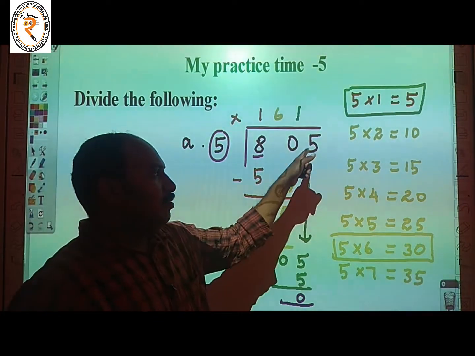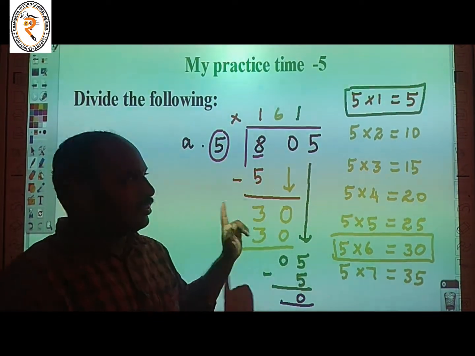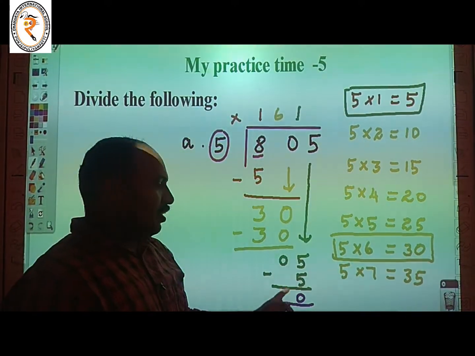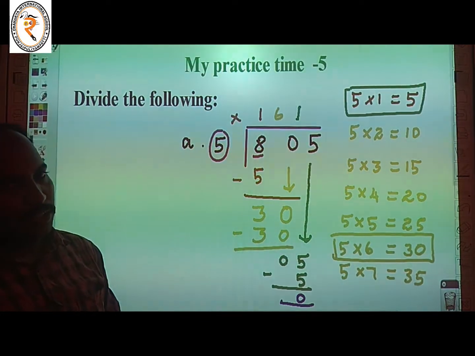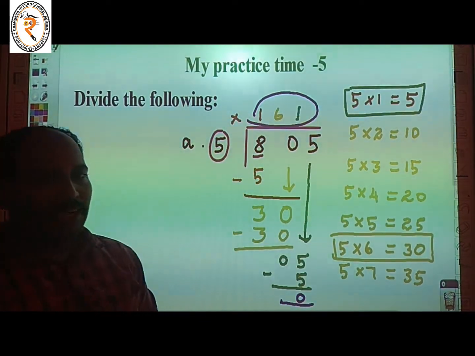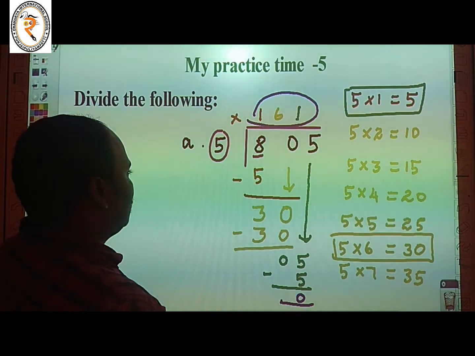Next, bring down the number 5. 1 times 5 is equal to 5. Subtract: 5 minus 5 is equal to 0. So our answer is 161. Our quotient part is 161.